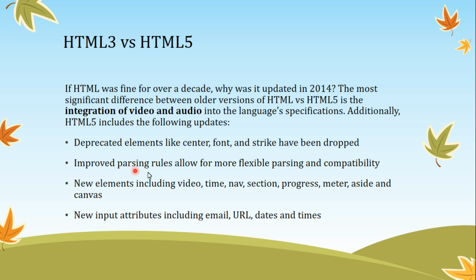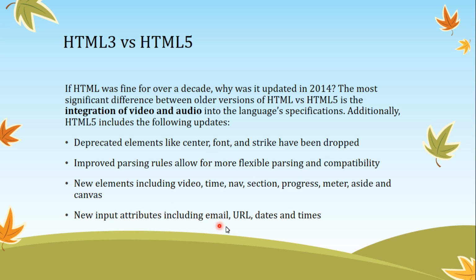Now they have also improved the rules to allow more flexibility and compatibility in your web page design, of your code. Some new elements include video, time, nav, section, progress, meter, aside, and canvas. Canvas is a place where you can draw your own thing in your web page. Video, you can assemble a video. Time, you can see the time in your web page. Progress is a progress bar, which you see while a page loads.